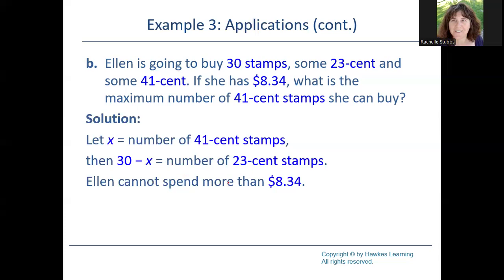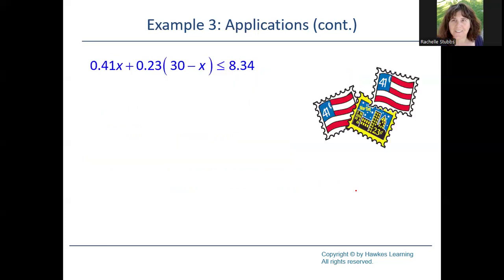So she can't spend more than $8.34. So she has to spend less than or equal to $8.34. So she is going to do 41-cent stamps, X of them, plus 23-cent stamps, 30 minus X, that's the difference. And that should add up to being less than or equal to $8.34. She can't go over it, can you? She doesn't have any extra money. And so we go ahead and solve that.